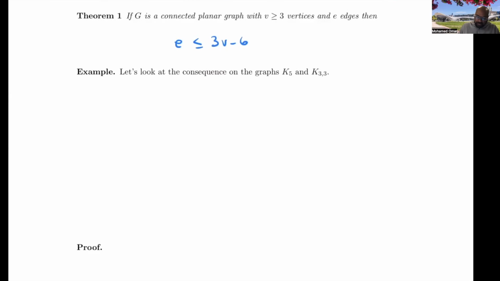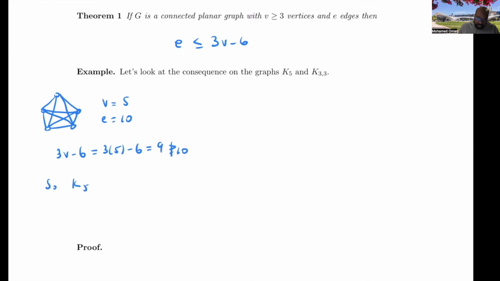I'm going to start with K5. K5 is a complete graph on five vertices. So in this particular graph, we have five vertices, and we have 10 edges. You can see that here: 1, 2, 3, 4, 5, and then 6, 7, 8, 9, 10. Okay, so 3V minus 6 is 3 times 5 minus 6, which is 9, and that is not greater than or equal to 10. So this graph is not planar, right?